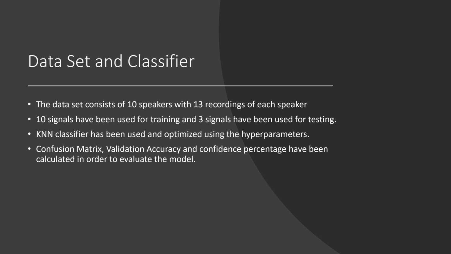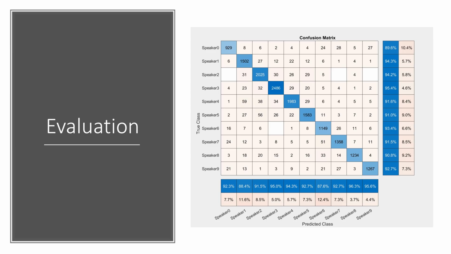In order to evaluate the classifier or the recognition system, I have tried to calculate the confusion matrix, the validation accuracy, and the confidence percentage. Moving on to the evaluation process, this is the confusion matrix of the classifier. It can be seen that the diagonal gives you the values of true positives. It is considerably high when compared to the grid values in white color, because the data set has been classified pretty well. The percentages in the rightmost part and the bottom of the picture are just the normalized values for the percentages.